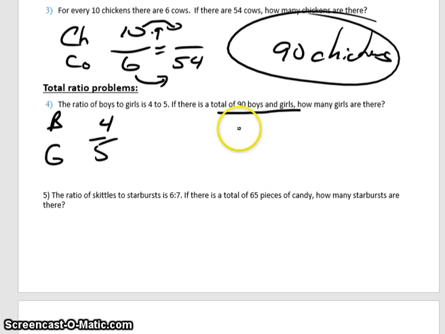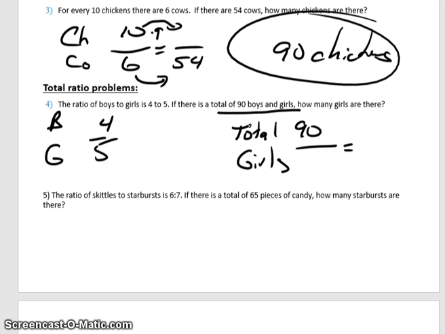So here we go. I know we've been given information about total. All right, so I've got a total of 90, and they want to know how many girls. So I know I have to talk about girls. When there's 90 boys and girls, do I know how many girls there are? No, I don't. But if I go back to my original ratio, what's your total? Well, if there's 4 boys and 5 girls, your total is 9. And if you go back to your original ratio, how many girls were there? 5. Ooh, now we've set up our ratio and we can solve for it.